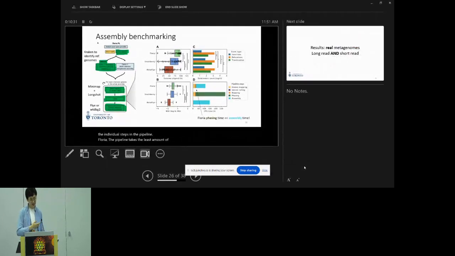But I think what's interesting is that if you zoom in, you'll see this dark green, really small stripe that you can barely see. That's the time it takes for the Floria algorithm to run. Everything else is assembly time, it's mapping time, it's variant calling time. So the actual phasing algorithm itself, if you didn't want to do assembly, it's extremely fast.